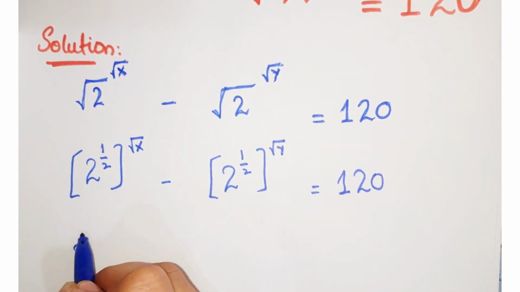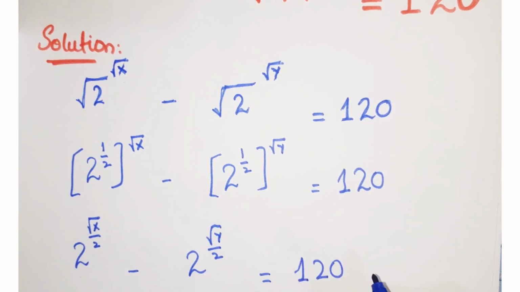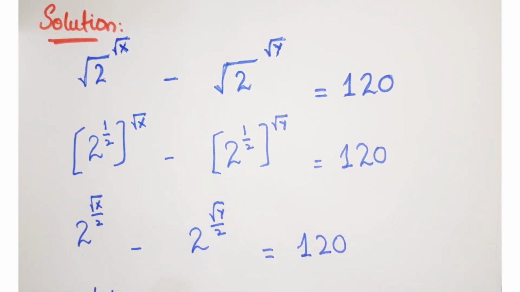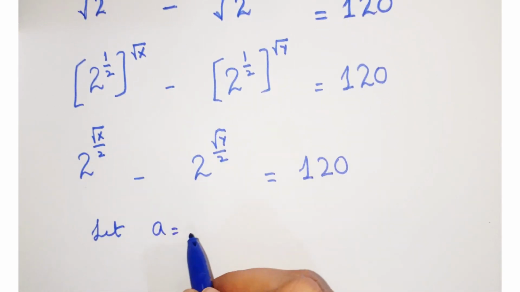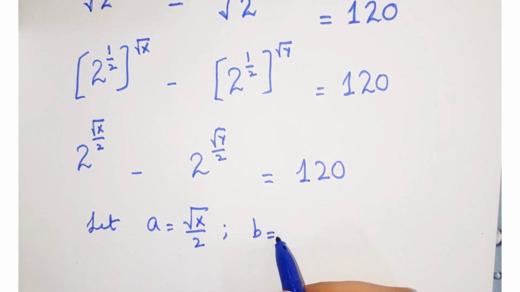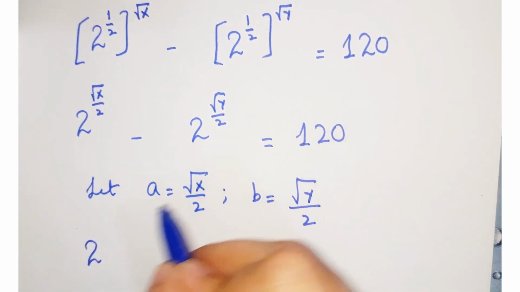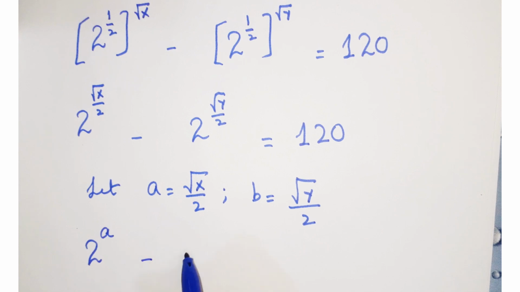Or you can write this as 2 to the power square root of x upon 2, minus 2 to the power square root of y upon 2, is equal to 120. Now let's assume that a is equal to square root of x upon 2 and b is equal to square root of y upon 2. Now we are going to substitute this assumption in this equation. So we can write here 2 to the power a minus 2 to the power b is equal to 120.